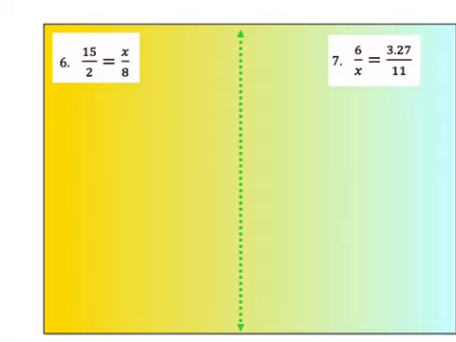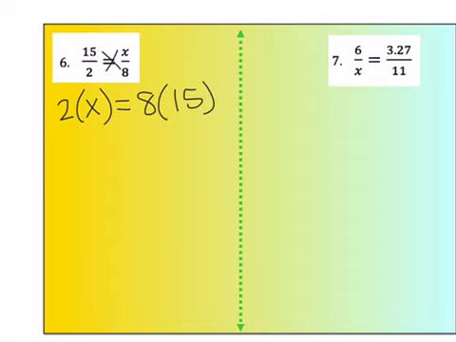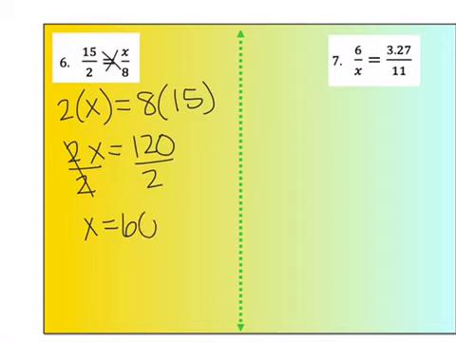Example number 6. I have 15 over 2 equals x over 8. So right now I have a fraction equal to a fraction. So we're going to cross multiply these. That means I'm going to take the bottom of the first times the top of the second, and that's going to equal the bottom of the second times the top of the first. So 2 times x gives me 2x. 8 times 15 gives me 120. Now I'm just going to solve the equation like I know how. So 2 times x, to get rid of timesing, I divide. So I'm going to get x is going to equal 60.